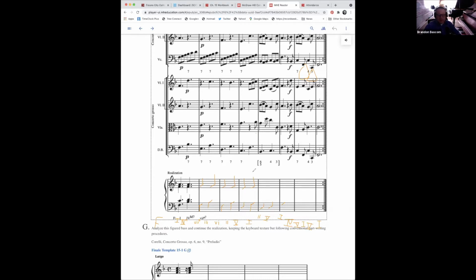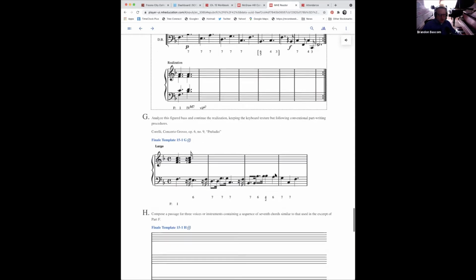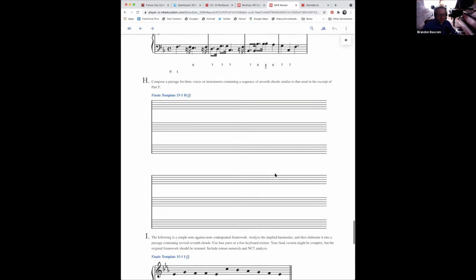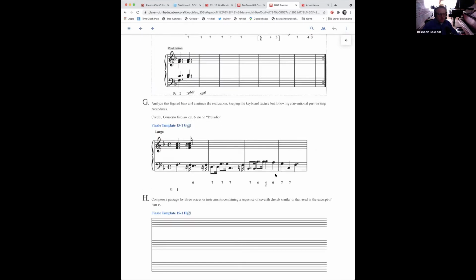Okay, going on. Can I clear my screen? I don't want to spend forever on the workbook because I'd rather start reviewing. Next up, we've got G, and then I, line 1. Okay, so here they give us a figured bass that we have to realize.